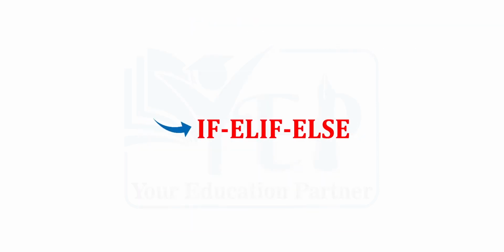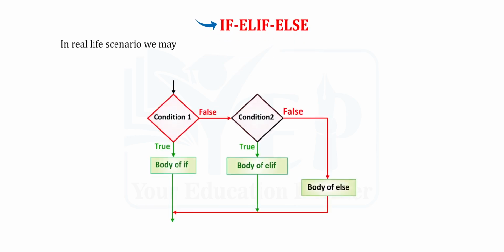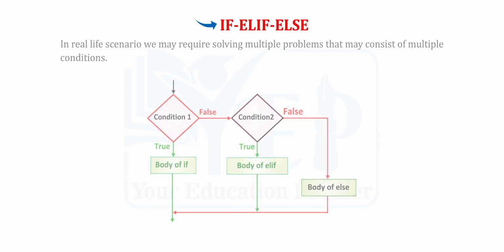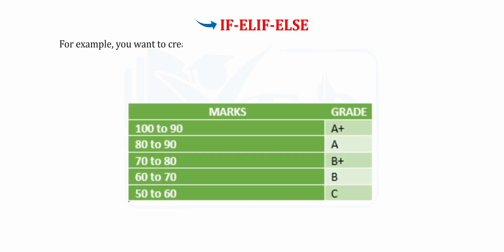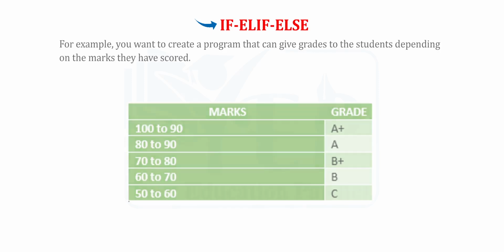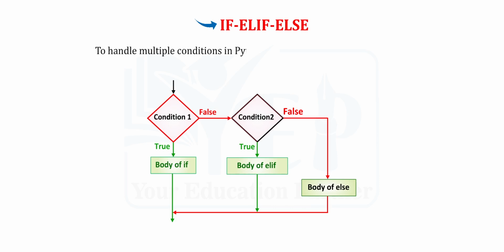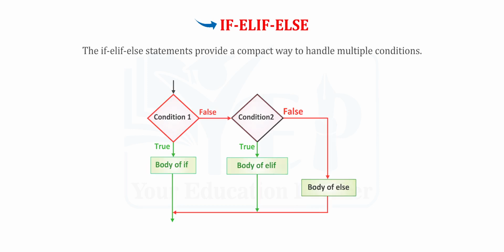Students, let's learn if-elif-else. In real-life scenarios, we may need to solve problems that consist of multiple conditions. For example, you want to create a program that can give grades to students depending on the marks they have scored. To handle multiple conditions in Python, we use the if-elif-else statements. The if-elif-else is used when we need to work with multiple conditions. In case of multiple conditions, the if-else does not serve the purpose. The if-elif-else statements provide a compact way to handle multiple conditions.